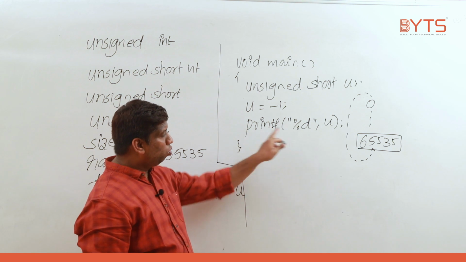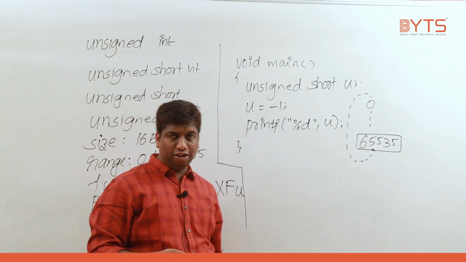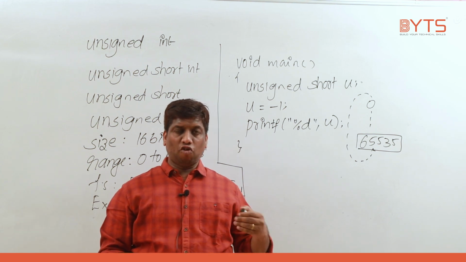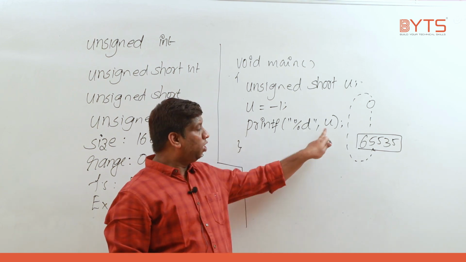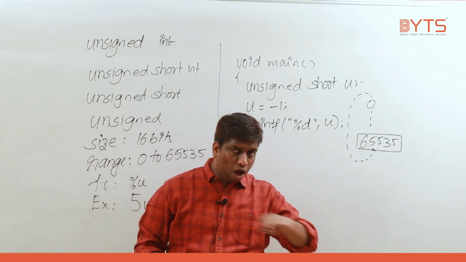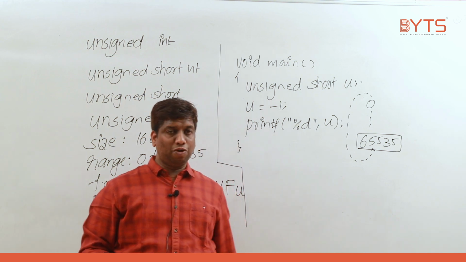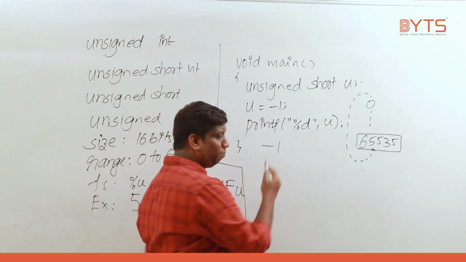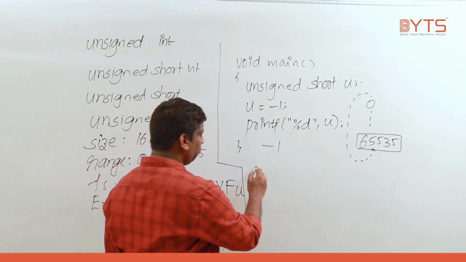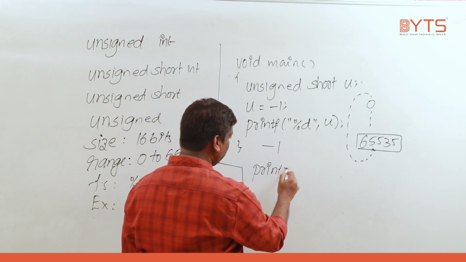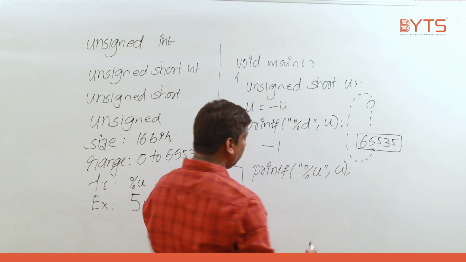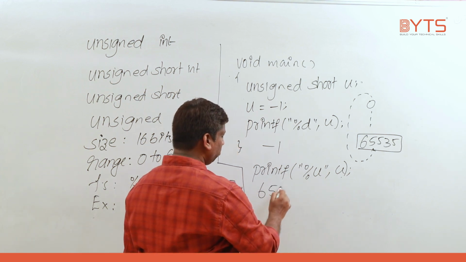Well, have you noticed I used percentile d? I already told you format specifiers are not converting the data, they are formatting from one form to another. In u, 65,535 is represented in binary as all ones. That all ones I am trying to print in what form? Decimal form. That is the reason the answer you are going to get is minus 1. But if you want to get 65,535, the important thing is printf percentile u, comma u I should use.